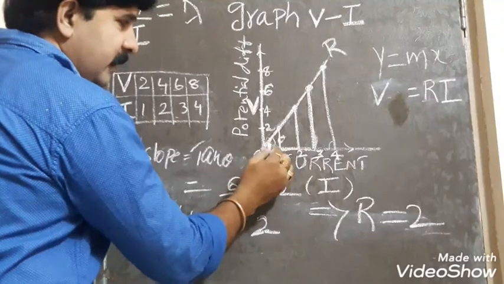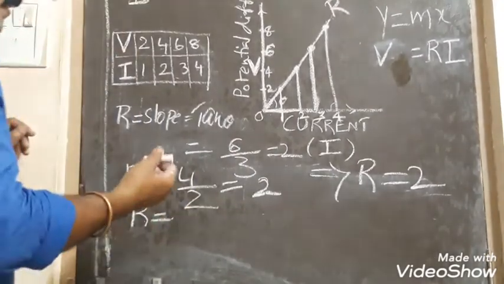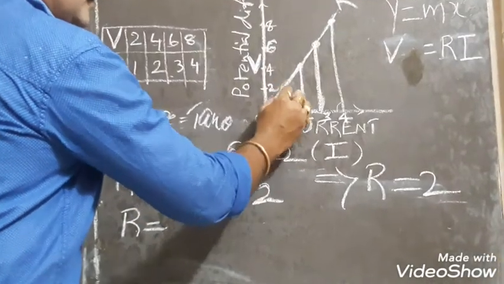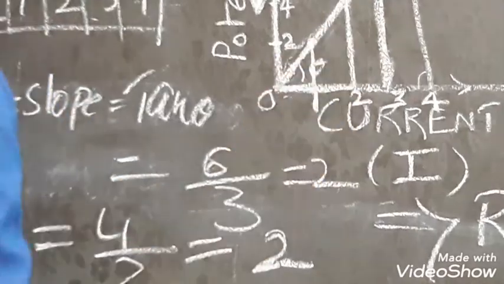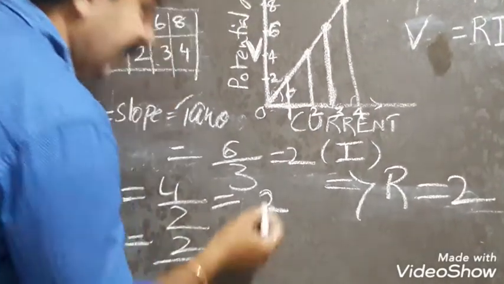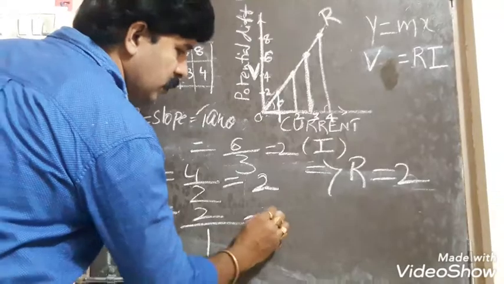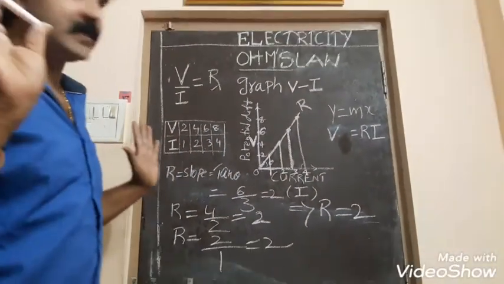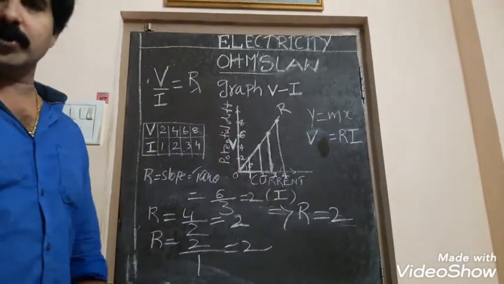In this triangle, tan theta, the slope R, is equal to opposite side by adjacent side. What is the opposite side here? This length is 2 units. 2 by adjacent side. What is the horizontal distance? Only 1 unit. R is equal to 2. So, in all the instances, we got R is equal to 2.